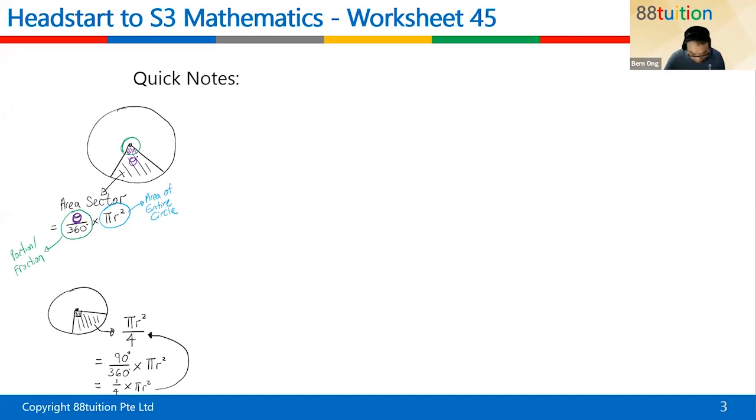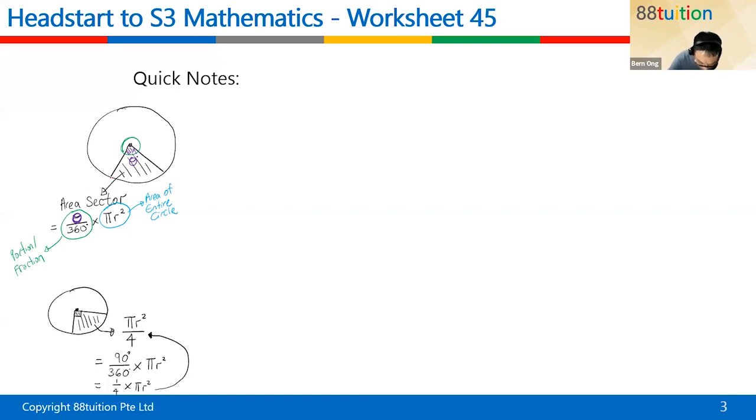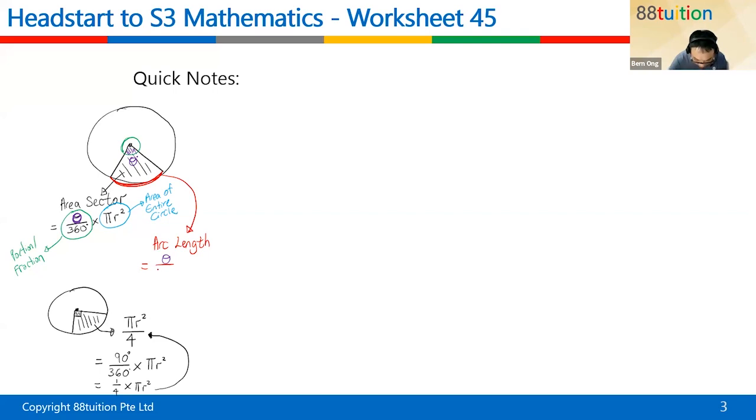But if you need the circumference, a portion of it is the same thing. For example, if you need the red colored portion down here, in Sec 3 we call it the arc length. The arc length uses the same formula. You take the angle, theta, over 360, a portion of the entire circle, times the circumference of the circle. The circumference of the circle is given as 2 pi r.